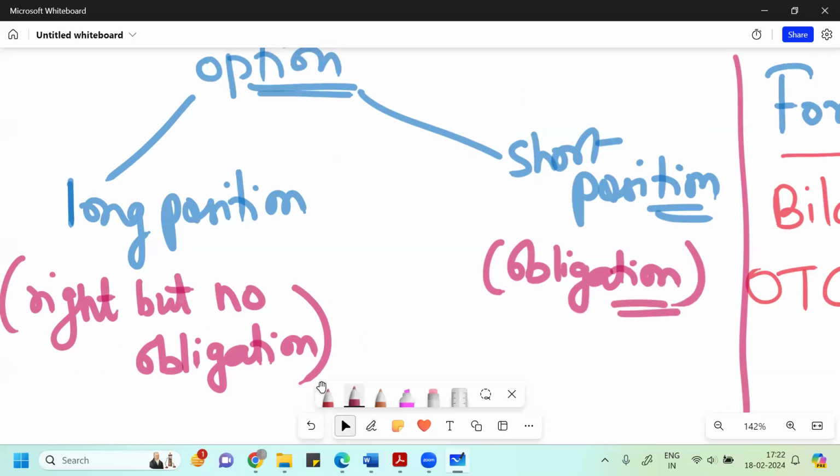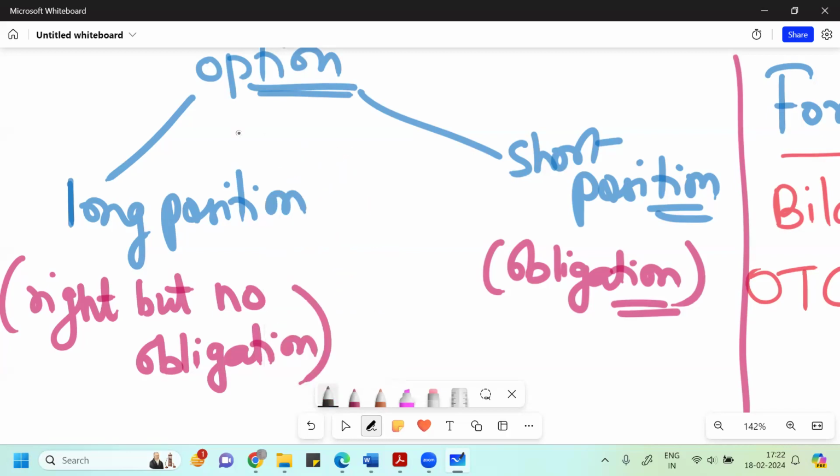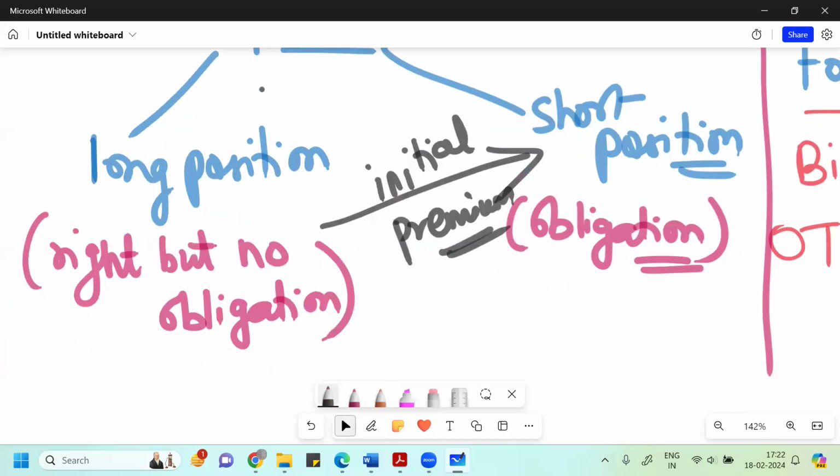Okay. So because the long position holder enjoys the right but no obligation to follow the contract in the future, the moment the contract starts, the long position holder pays an amount to the short position holder. That amount is called the initial premium. So the moment the option contract starts, the long position holder pays an amount to the short position holder. That amount is called the initial premium.